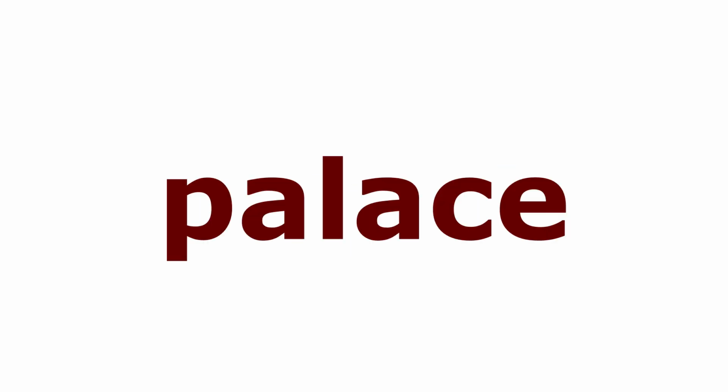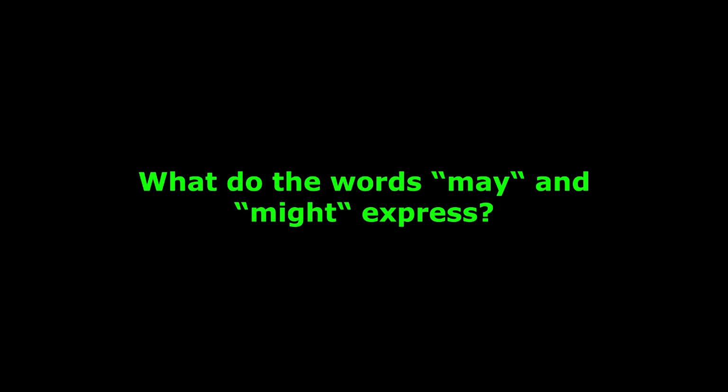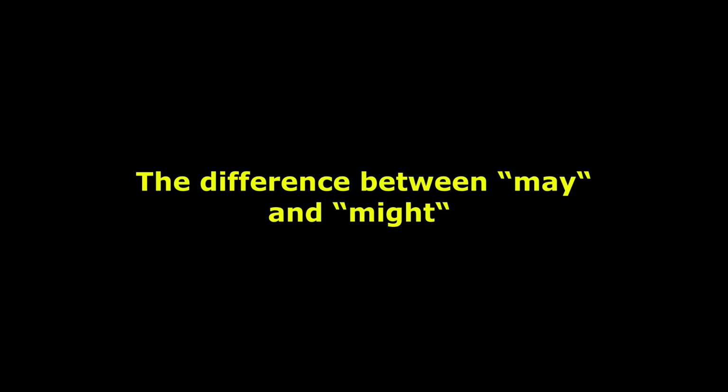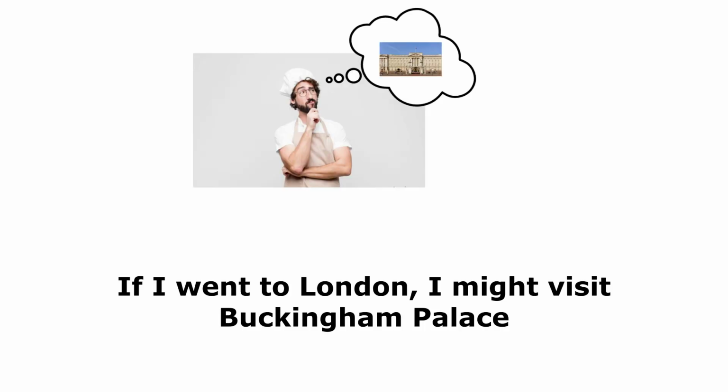Lesson 70. May, might, palace, parliament. What do the words may and might express? The words may and might express the idea of perhaps. What's the difference between may and might? The difference between may and might is that we cannot use may in the second conditional. Give me an example. If I went to London, I might visit Buckingham Palace.